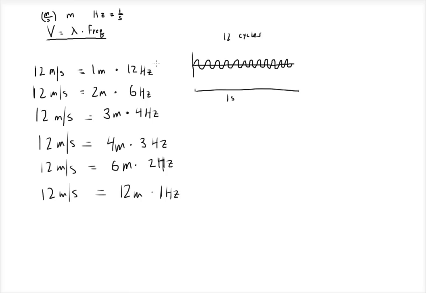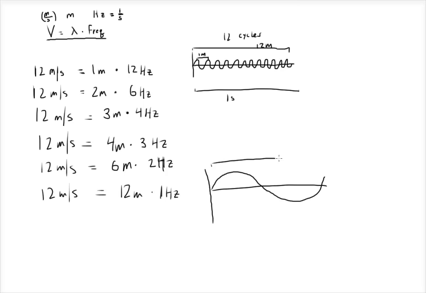And if I use my wavelength and say, well, the distance between each one of these is 1 meter, then you'll see that we ended up going 12 meters in 1 second. And then down here, this one, 1 hertz, so in 1 second, you have 1 cycle. But the wavelength is 12 meters. So you've gone 12 meters in 1 second, and we'll use some more calculations later.